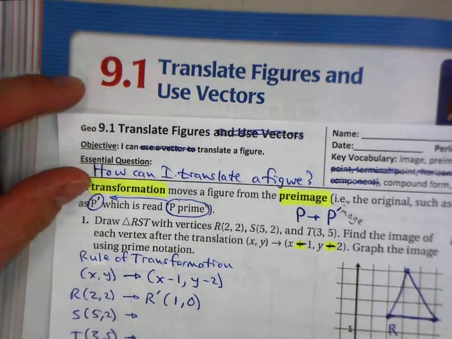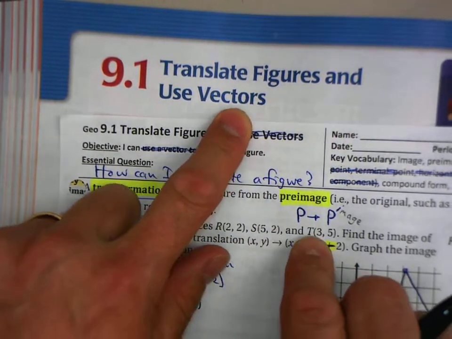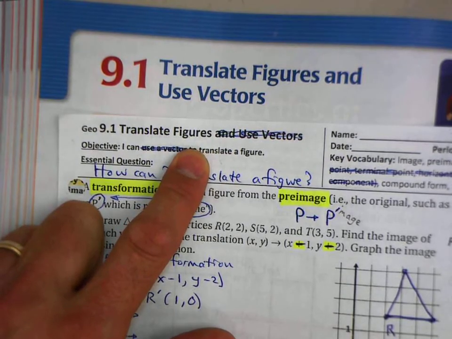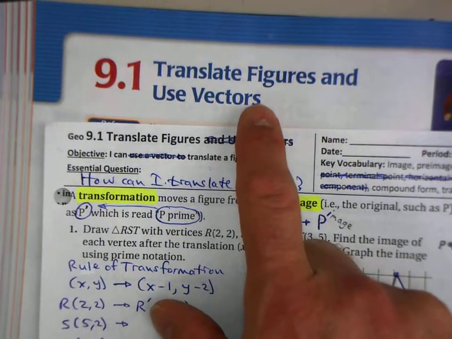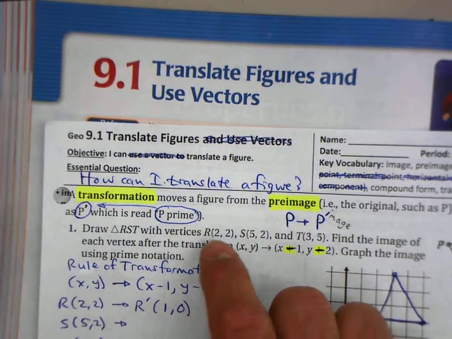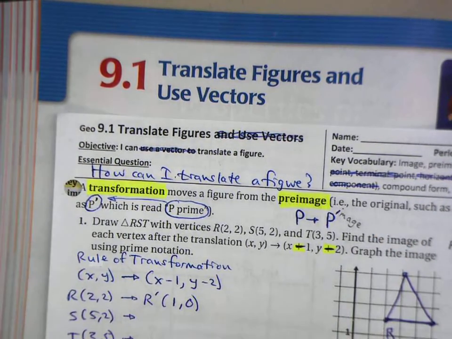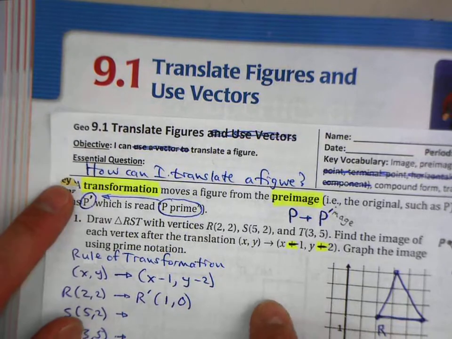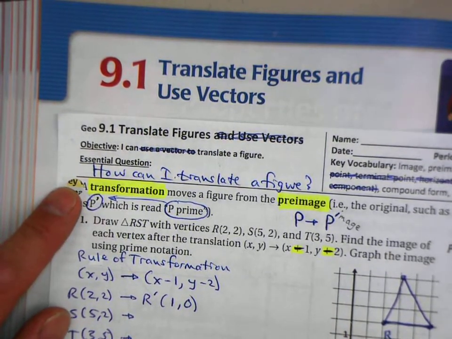9.1. We are translating figures and using vectors. And actually, we are not doing that. All that we are doing is translating figures. This section has vectors, and in the past we have done vectors, and we may need to do vectors in the future. Past meaning in previous years. And with you, we may need to do vectors in the future. Most likely we will. I'm almost certain that they are on the FSA.